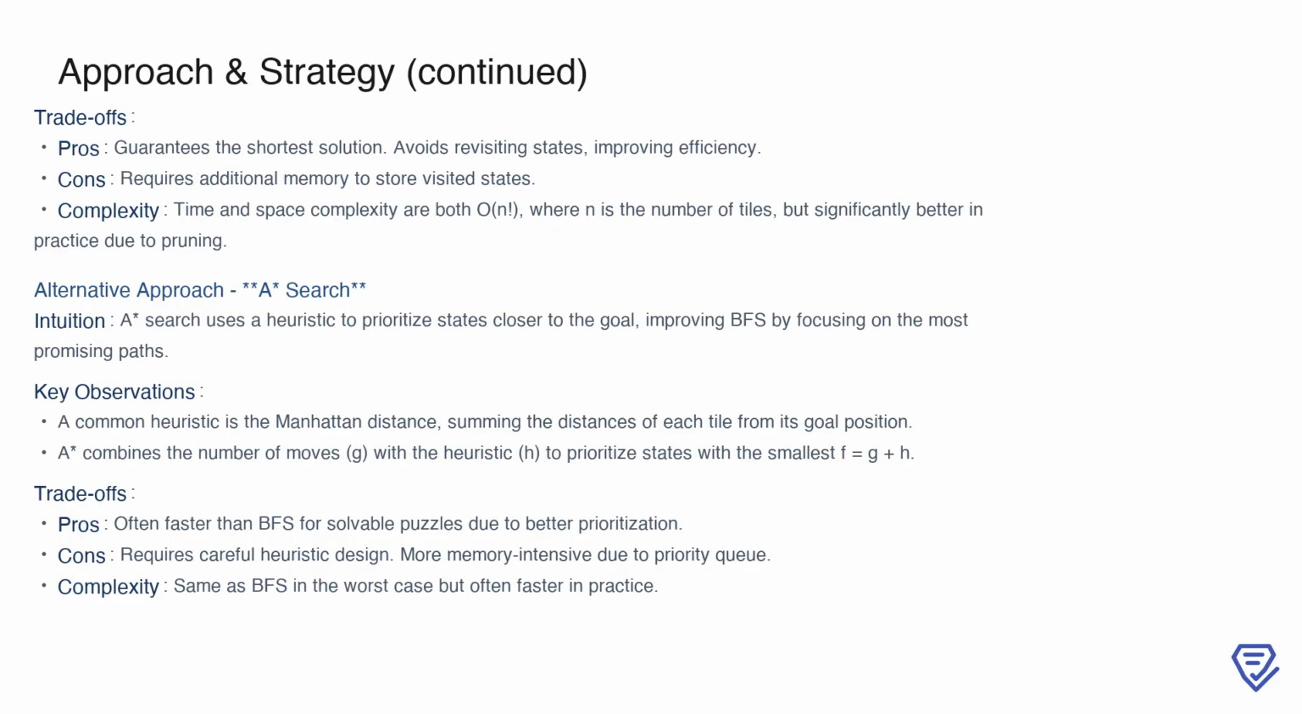This approach often outperforms BFS for solvable puzzles due to its better prioritization. However, it comes with its own trade-offs, including the need for a carefully designed heuristic and higher memory usage due to the priority queue. While A* shares a similar worst-case complexity with BFS, its practical performance can be much faster.